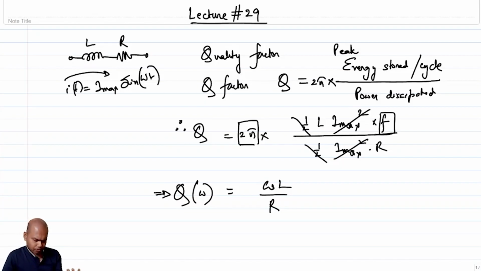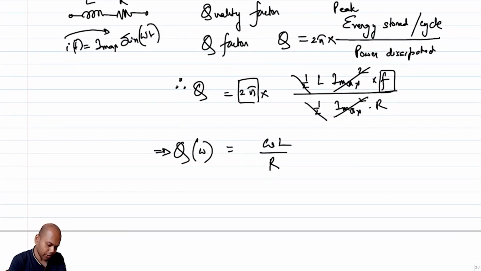Okay, so this is a formal definition of Q. This definition of Q factor is always valid. This is the mother definition of a Q factor. Okay, this is always valid.